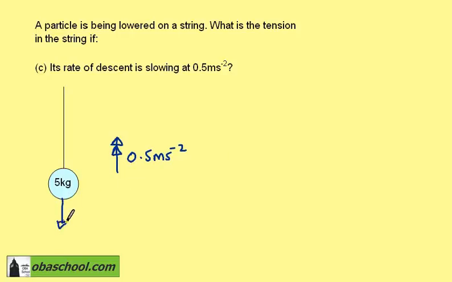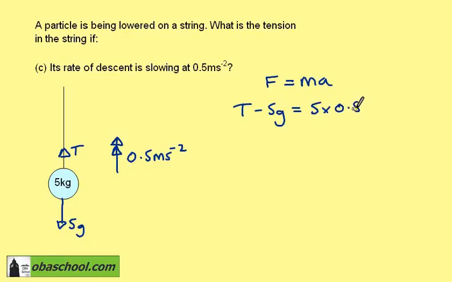The same two forces still act, the weight and the tension, but the acceleration is now upwards, so the resultant force must be upwards. The resultant force is T take away 5g, and that will be equal to the mass times the acceleration. So T take away 49 is equal to 2.5, and so T is going to be equal to 51.5 newtons.